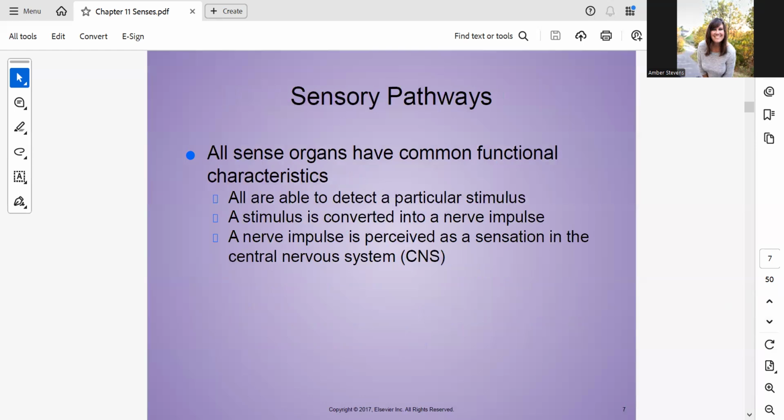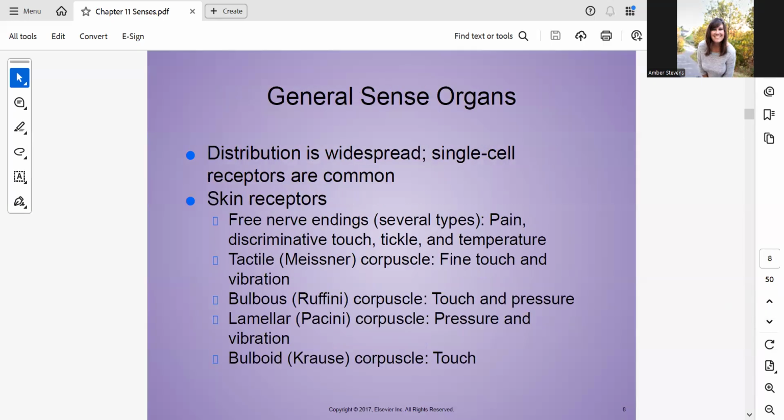So sensory pathways: all sense organs share three common characteristics. They detect stimuli, then they convert that stimuli into nerve pulses, and then they relay those impulses to the CNS where they can be perceived as sensations. All right, so our general sense receptors, their distribution is very widespread. Single cell receptors are very common.